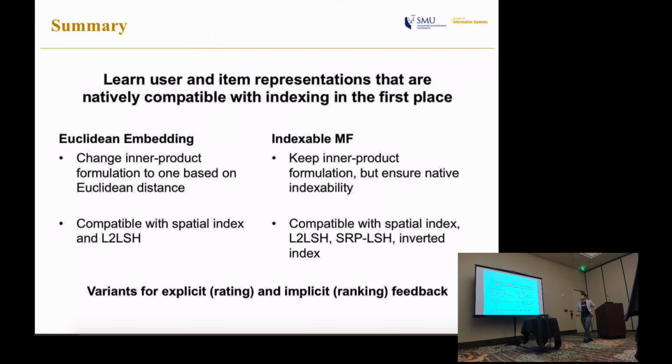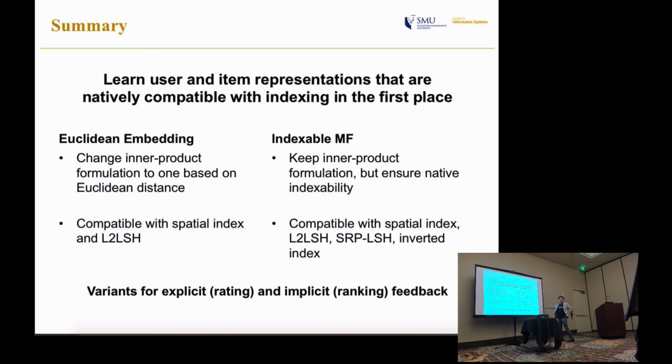Now, that's essentially the idea behind the second approach. To achieve indexability, we have two different ways to do it. One is to transform it into a different representation, which is Euclidean coordinates. If we do that, then we can employ k-nearest neighbor techniques to solve the retrieval problem.